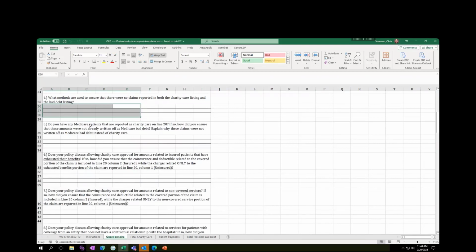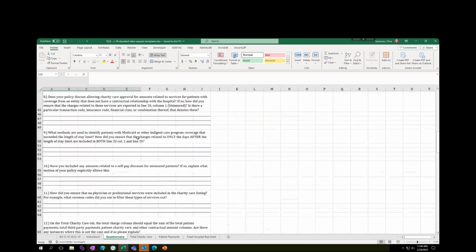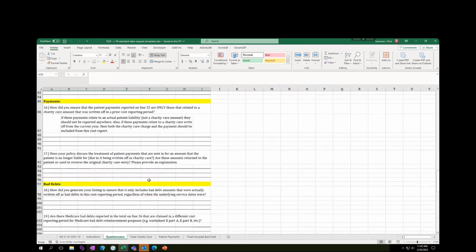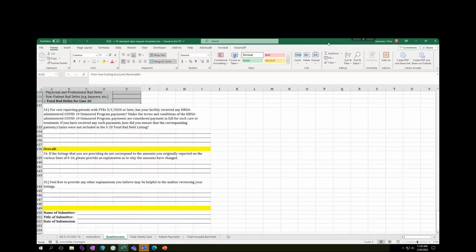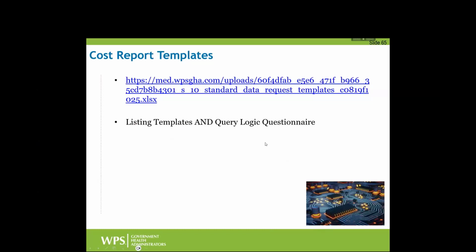And do you have any Medicare in line 20? How do you know they're not Medicare bad debt? Basically, all of the different things we've already talked about. This serves as a reminder as well as a place for you to essentially attest or explain how you know that you didn't violate that rule. That's kind of what it boils down to. There's also down here that example of the reconciliation for bad debts. Feel free to use something else if you like. And it gives you a place for any other explanation you think may be helpful. So I just wanted to touch on that query logic.